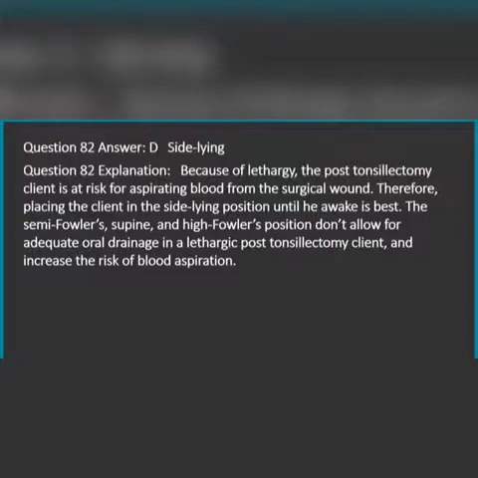Question 82. Explanation: Because of lethargy, the post-tonsillectomy client is at risk for aspirating blood from the surgical wound. Therefore, placing the client in the side-lying position until he is awake is best. The semi-Fowlers, supine, and high Fowlers positions don't allow for adequate oral drainage in a lethargic post-tonsillectomy client, and increase the risk of blood aspiration.